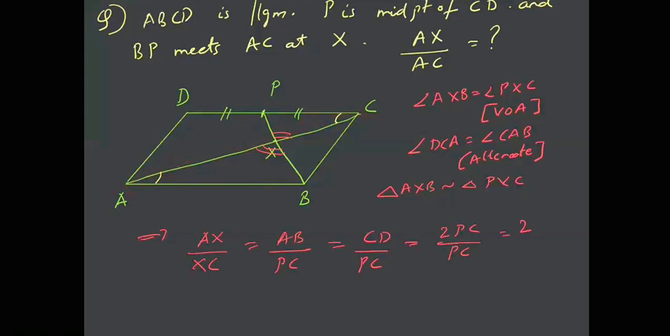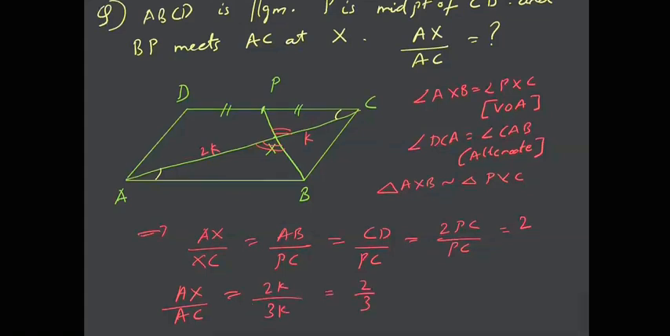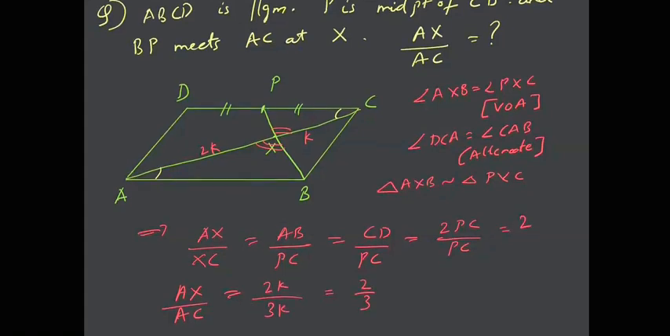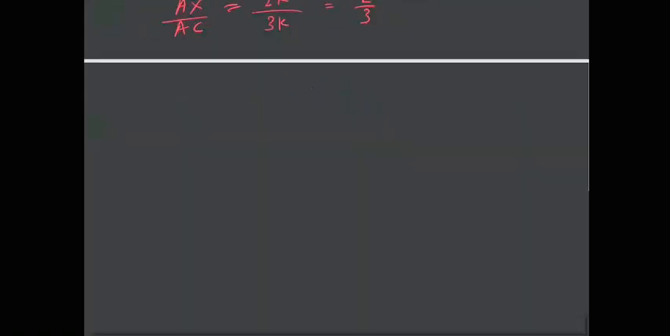So then what about AX over AC? Okay, if AX over XC is 2, then X is K and AX is 2K. We can assume like this. So AX is 2K over AC is 3K. So this is nothing but 2 over 3. Okay. So AX over AC is 2 over 3. Okay, let us move on.